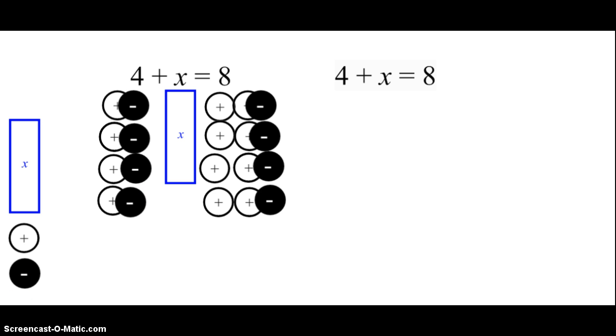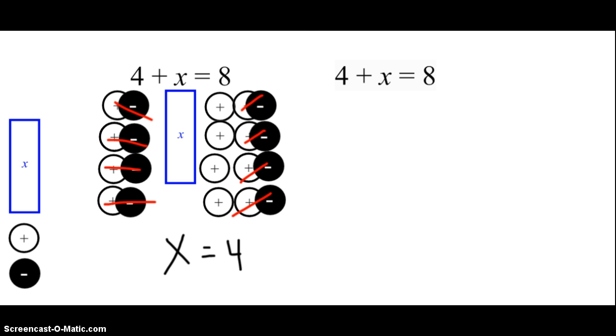Now you might remember that that means these all cancel because there are zero pairs, but then look here, this also cancels because there are zero pairs. And we're left with nothing but an x. And then on this side I have 1, 2, 3, 4 positive counters.